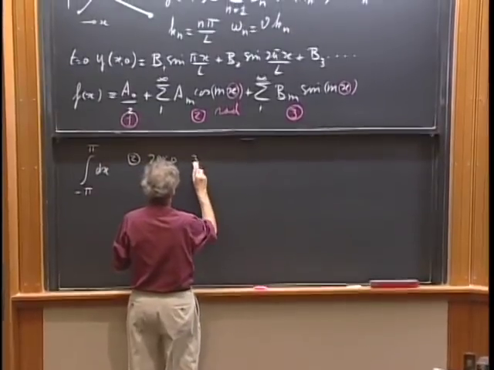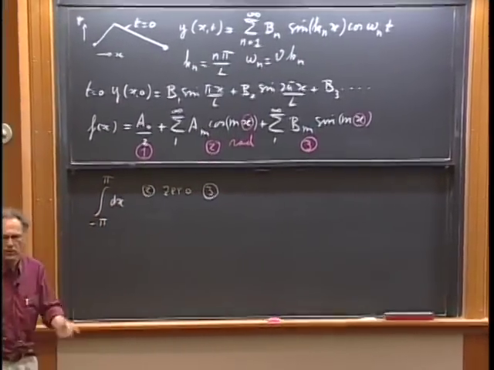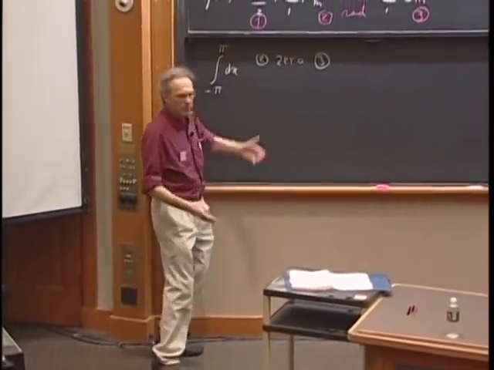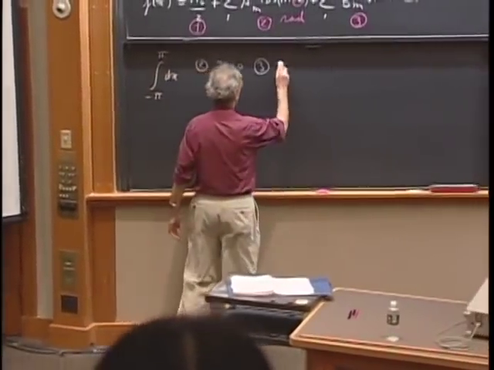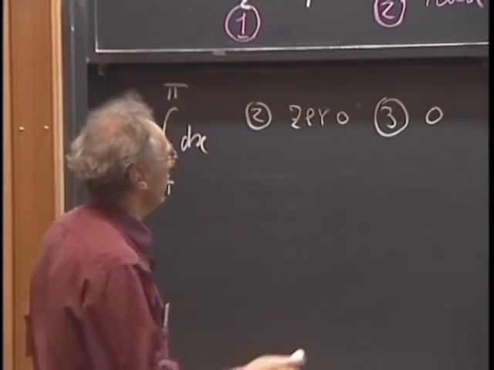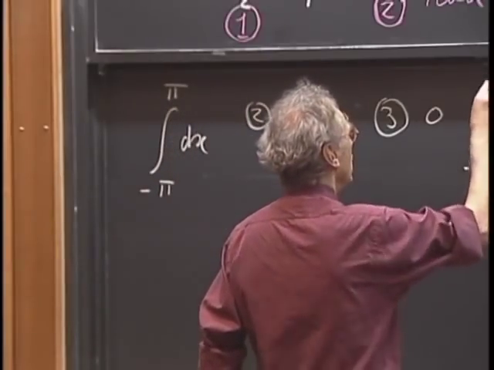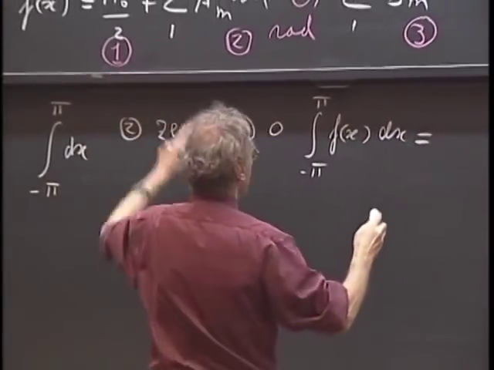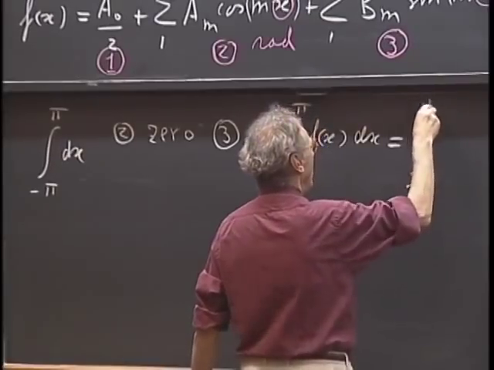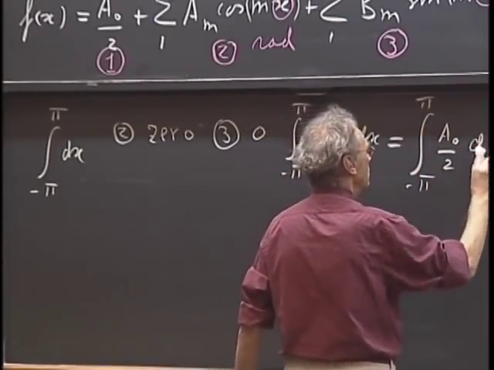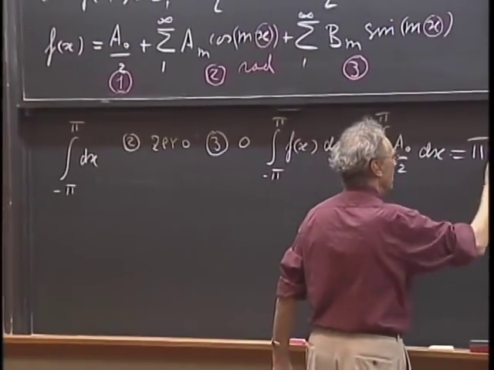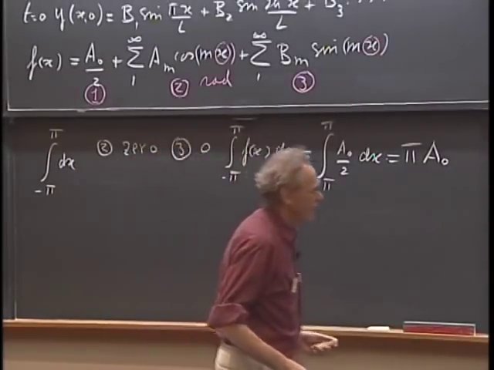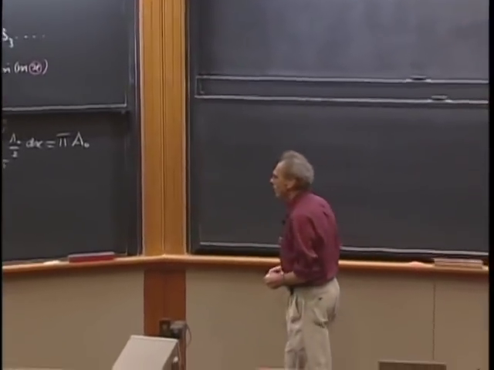And the same is true for 3. For any value of m that you take, if you do an integral over a sine, over a complete period, from minus pi to pi, that is a complete period, you get 0, of course. So all values for 3 will be 0. And so what you're left with is that the integral from minus pi to plus pi of f(x) dx is then the integral from minus pi to plus pi of a0 divided by 2 dx. And that is pi times a0. That's immediately obvious. So we now already have our first way of calculating a0.